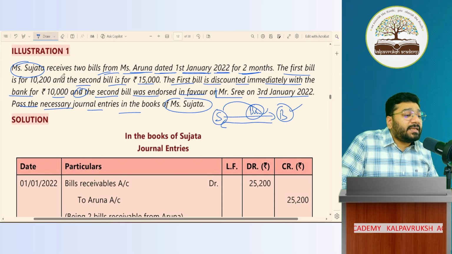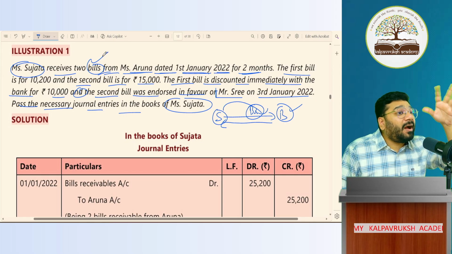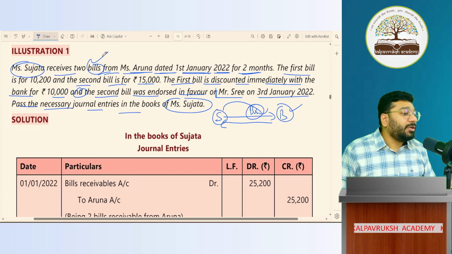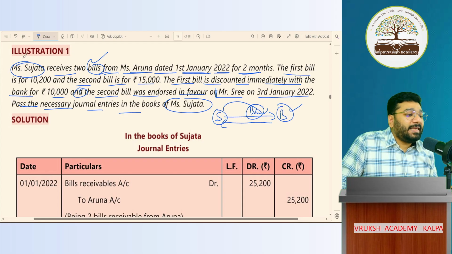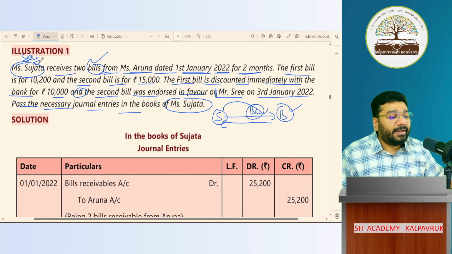So here, when Sujata receives the bill, which bill is it? Pakka bill. Pakka bill happens after acceptance. So after acceptance, who receives the bill? Seller. Got it, not got it? Okay.